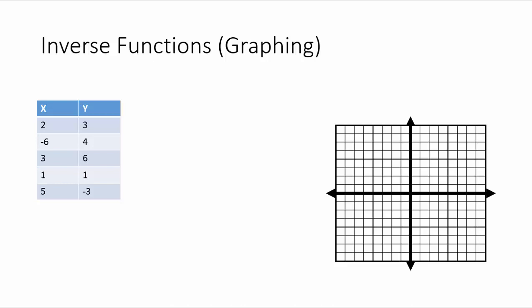In this video, I'm going to take a very basic look at how the inverse of a relation will affect its graph. So what I'm going to do is just start with a number of ordered pairs. This is going to be pretty basic for this first one: (2, 3), (-6, 4), (3, 6), (1, 1), and (5, -3).